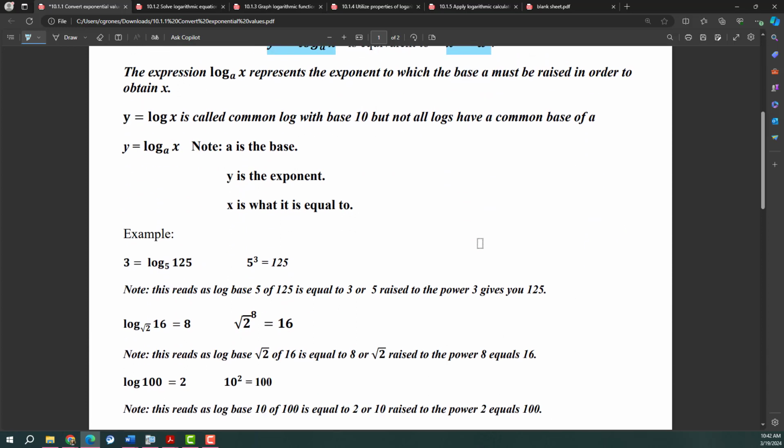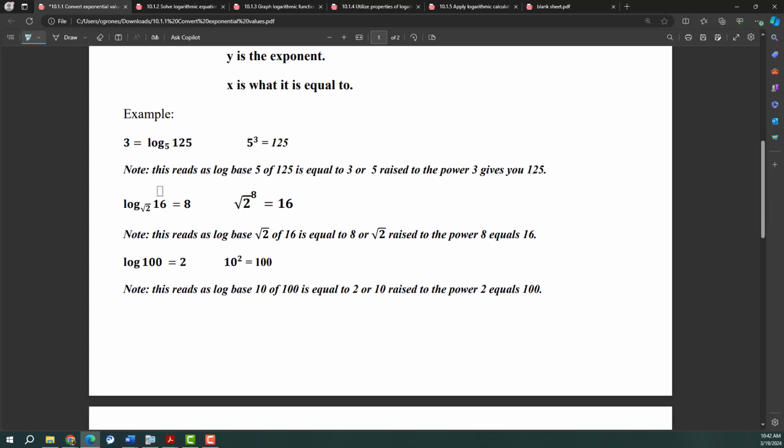There are some examples down here. We have that 3 equals log base 5 of 125. If we were to write it in exponential form, it would be 5 to the third power equals 125. And then there are some more examples down here.